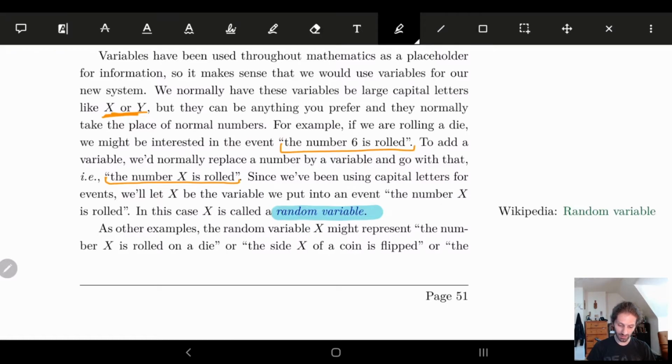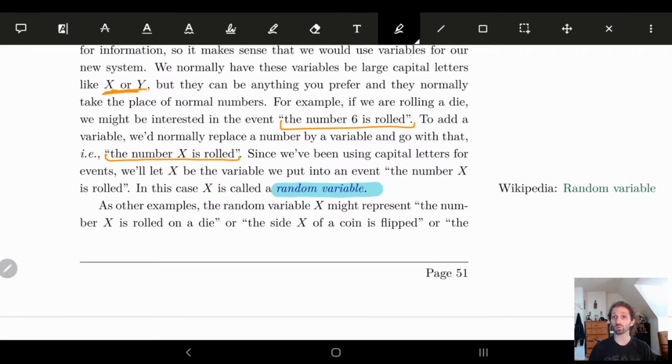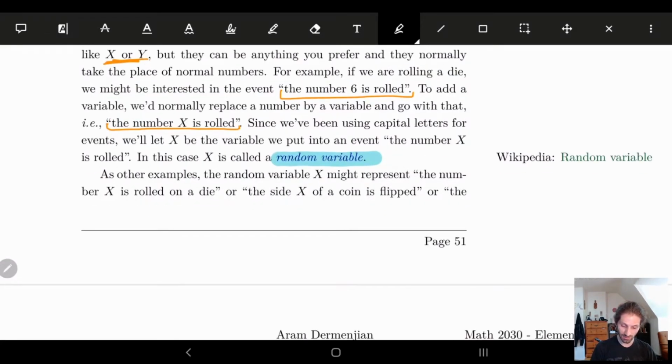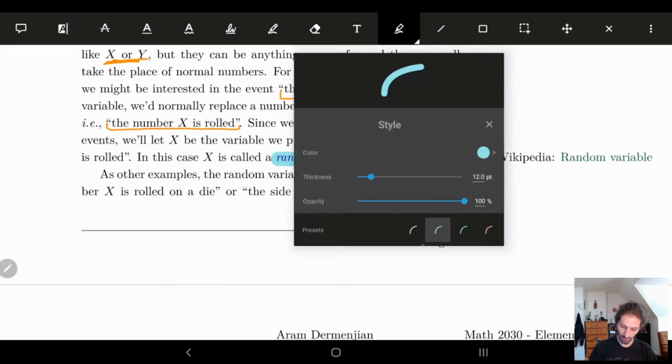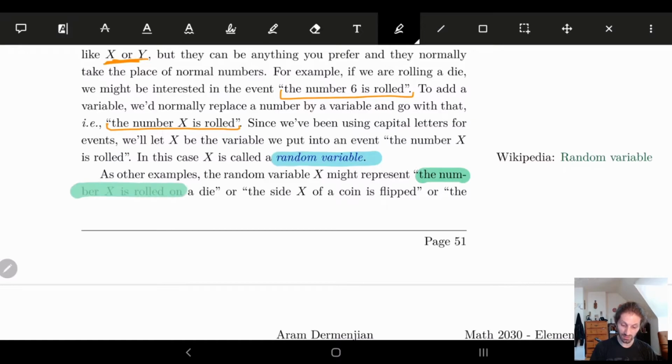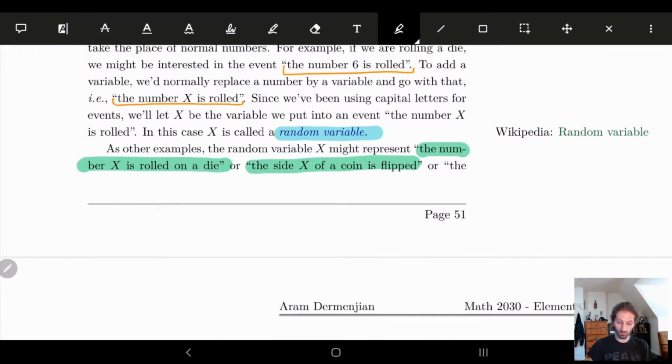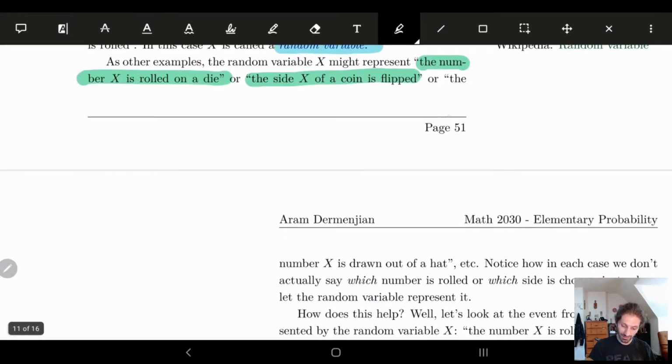So let's look at an example. This X doesn't have to be equal to some number. So it can be like the number X is rolled on a die. Here, let me highlight these in green. The number X is rolled on a die. That's one way we can use the random variable. We can say the side X of a coin is flipped. Notice how I'm saying the side X. So it could be the side heads or the side tails. I don't know what X is, but it could be either of the two, and we don't mind either way. Or the number X is drawn out of a hat. Notice how we don't say what is actually pulled out. We're just saying let this be some variable. We don't really care what it is.